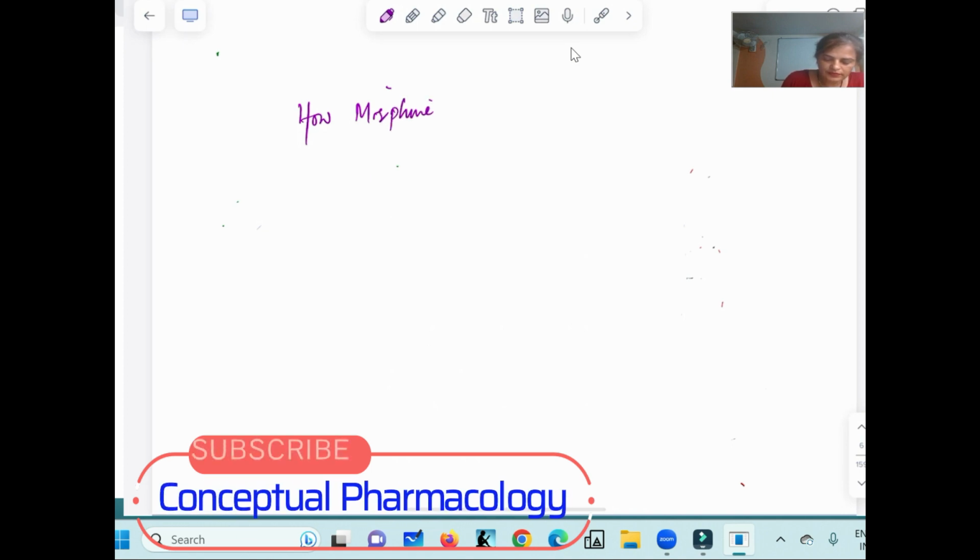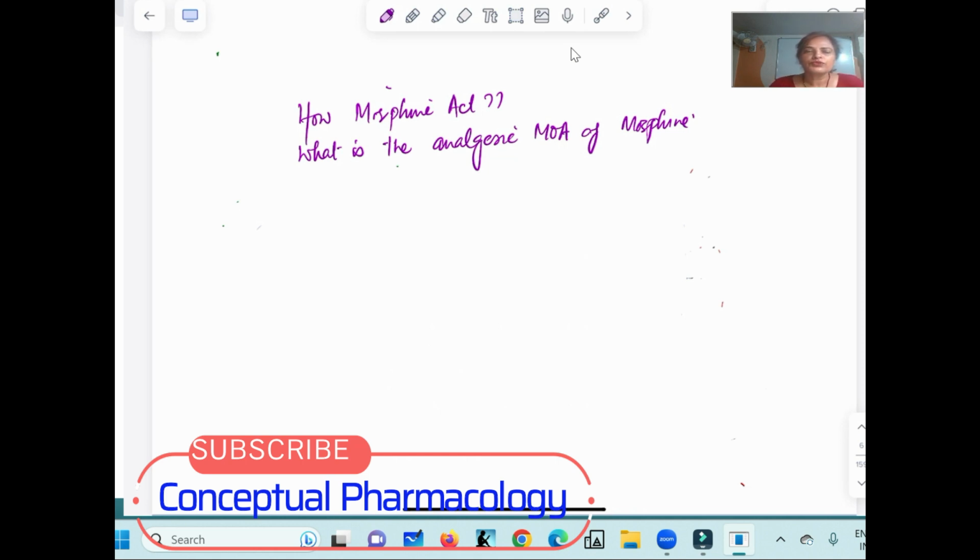Hello students, so today we are going to discuss how morphine acts, or you can say what is the analgesic mechanism of action of morphine. So one of the very important question which is asked in theory paper of MBBS.